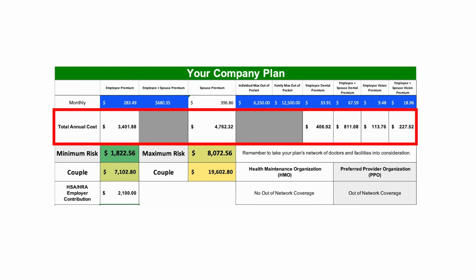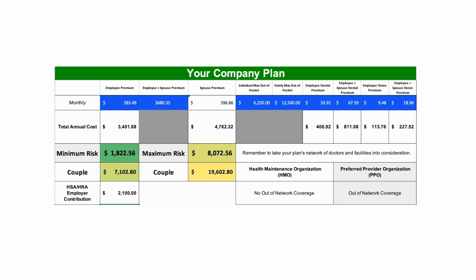Okay, now we get your annual costs for your work plan, and a little bit lower, I've got this broken into the minimum risk, meaning you have a perfect year where nothing goes wrong and you have zero healthcare costs other than the monthly premiums to have your plan. And then next to that, we have your maximum risk, which would be your out-of-pocket costs if everything went wrong. You had very high healthcare costs and you hit your maximum out-of-pocket numbers.